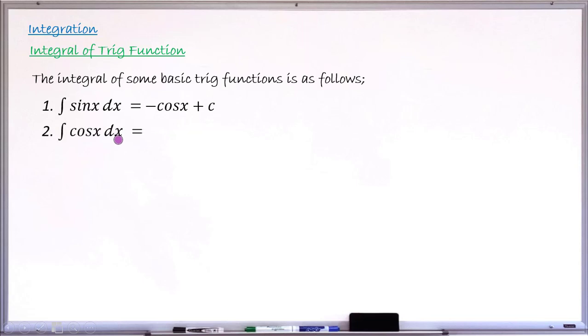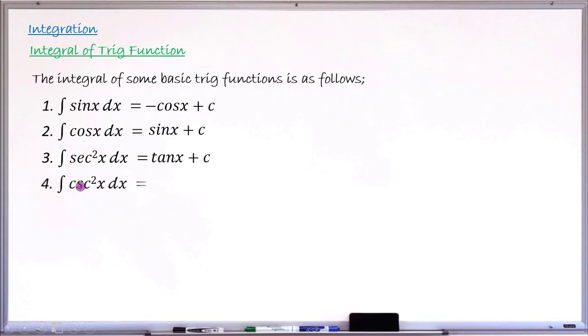Similarly, if you have a function y equals cos x, for example, and you want to find its integral, the integral of cos x is equal to sin x plus the constant of integration, c. Similarly, the integral of sec square x with respect to x is nothing but tan x plus c. Another basic trig function is cosec square x, whose integral is nothing but minus cot x plus c.